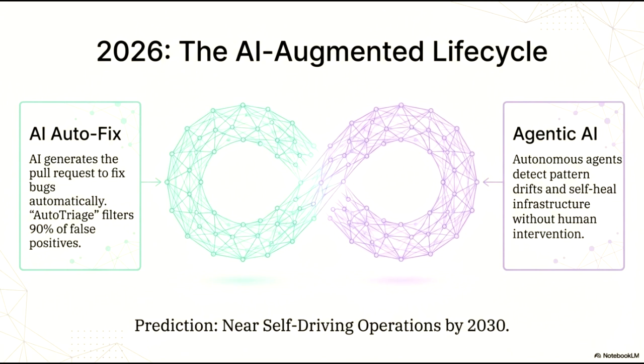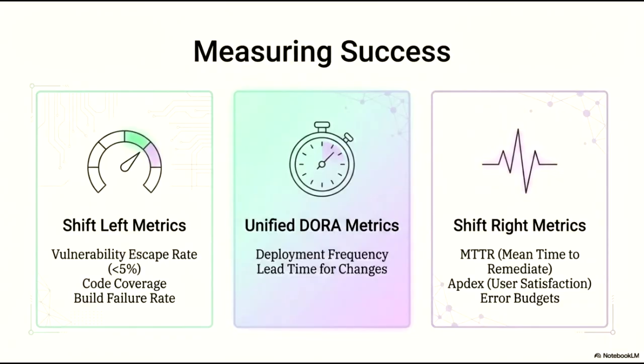When we integrate these two pillars, we move toward a state of continuous, autonomous optimization. This evolution serves as the foundation for our 2030 prediction, the achievement of near self-driving operations. In this future state, the system manages the vast majority of its own maintenance and optimization cycles, representing the pinnacle of operational efficiency. Measuring success requires a comprehensive approach that balances development quality with operational excellence.